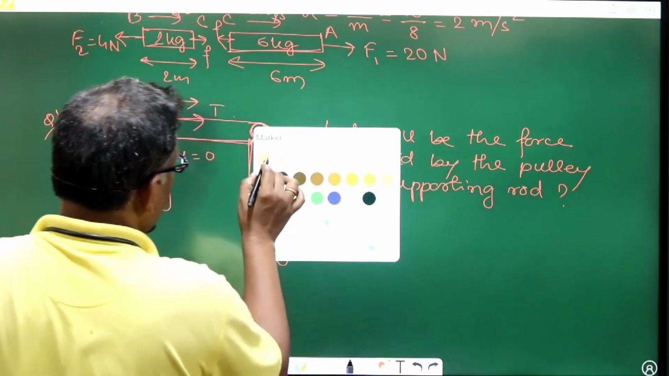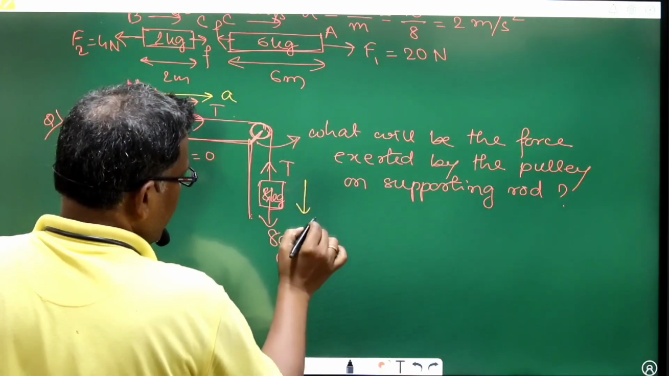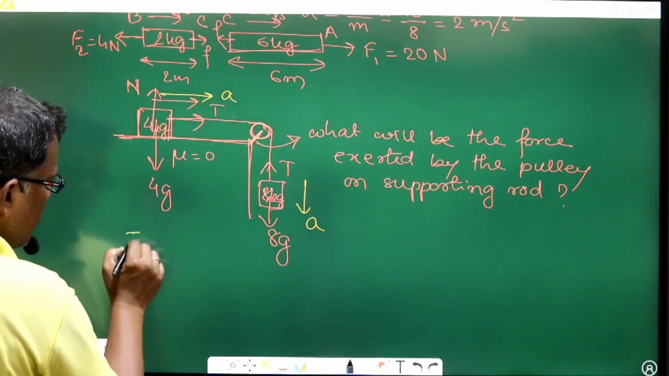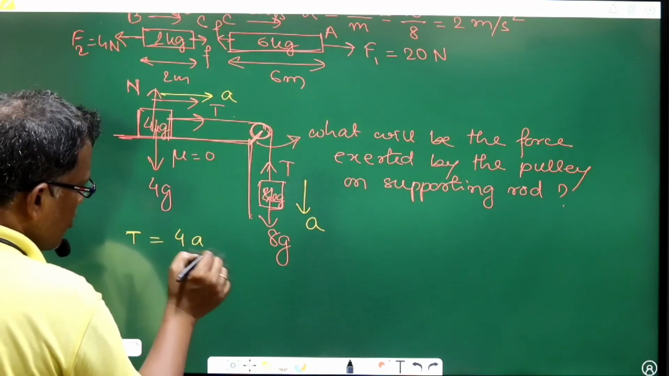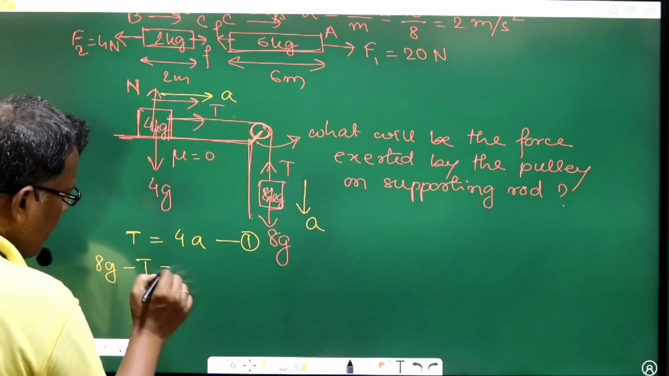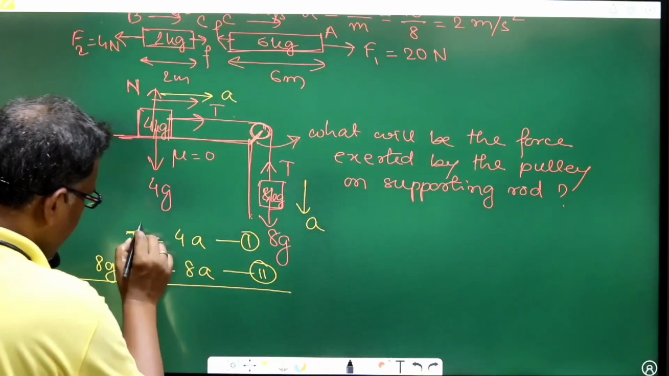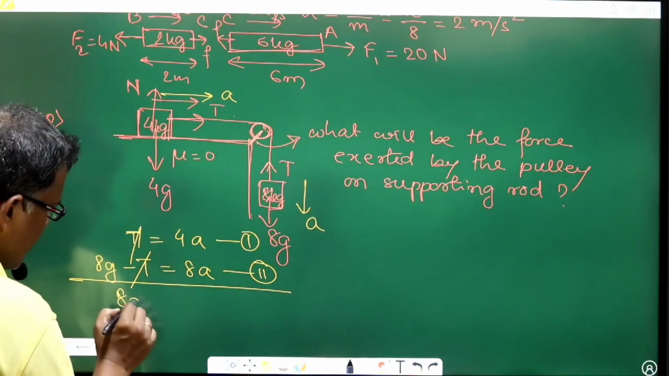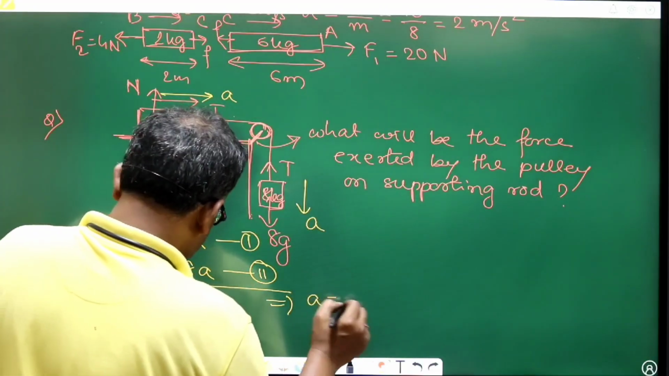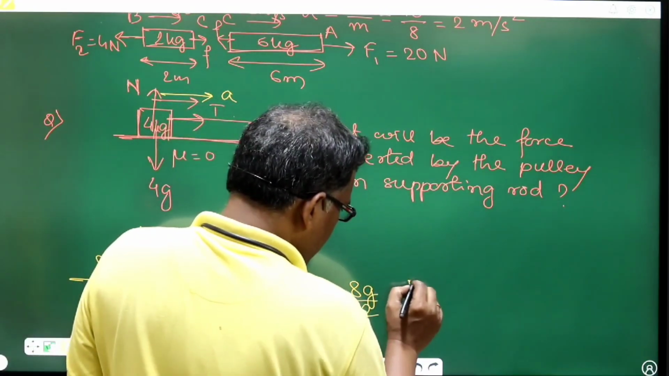As a result, I can expect this to gain some acceleration this way, and being a connected body, this too will go vertically downward. So I can write T is giving the accelerated motion, 4A, and 8g minus T is equal to 8A as the second equation. Adding them together, T gets cancelled out, 8g is equal to 12A. So A is equal to 8g by 12. Yes, it is 2g by 3.